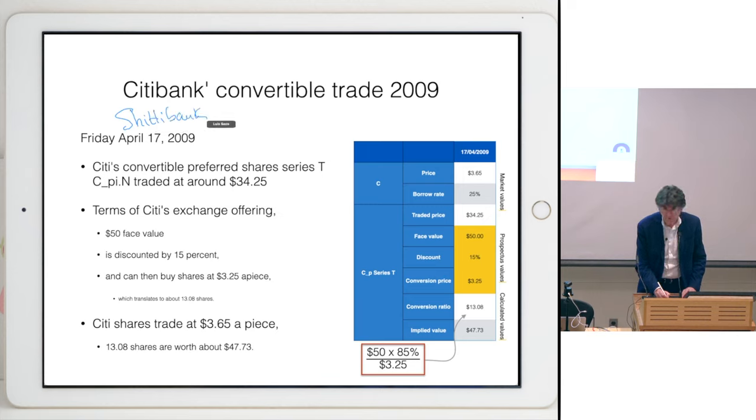By the way, that year Citibank was spelled like that. Okay, that was the spelling. Yeah, okay.